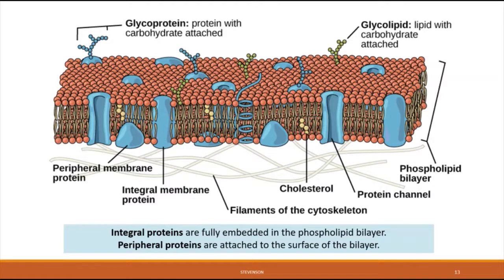Peripheral proteins, on the other hand, are attached to the surface of the bilayer on either one side or the other. And these ones are called peripheral proteins because if you think about what the word peripheral means, your peripheral vision means at the edges, right? And so the peripheral membrane proteins are just attached to the membrane at the edges. They are not fully integrated or embedded like the integral proteins.